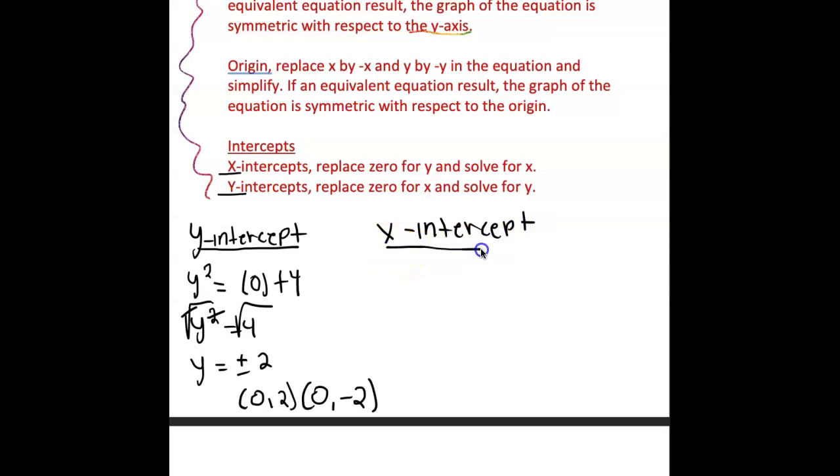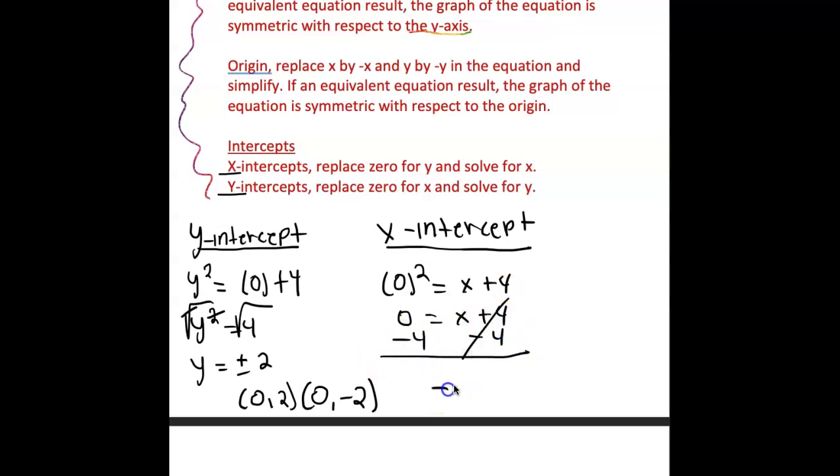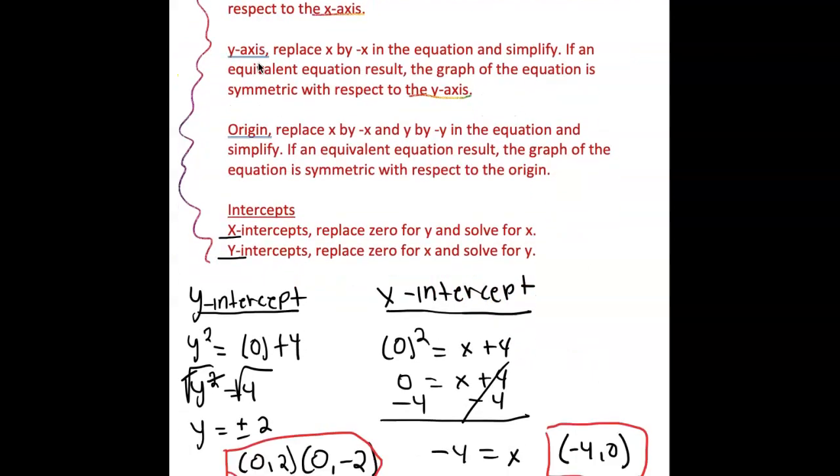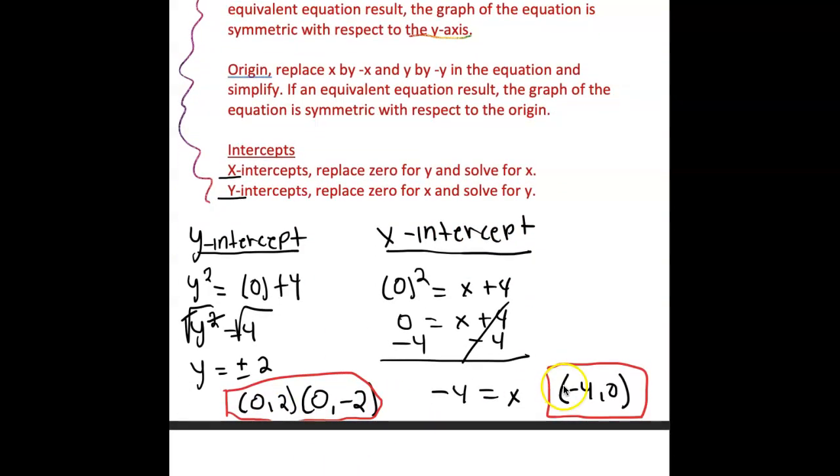I'm going to substitute 0 for the y. So for x, subtract 4 on both sides: -4 equals x. And we write it as a point: (-4, 0). So you have 1 intercept for x and 2 intercepts for y. So the first thing we did was test for symmetry, and we found out it does have x-axis symmetry. And then we have 3 intercepts.